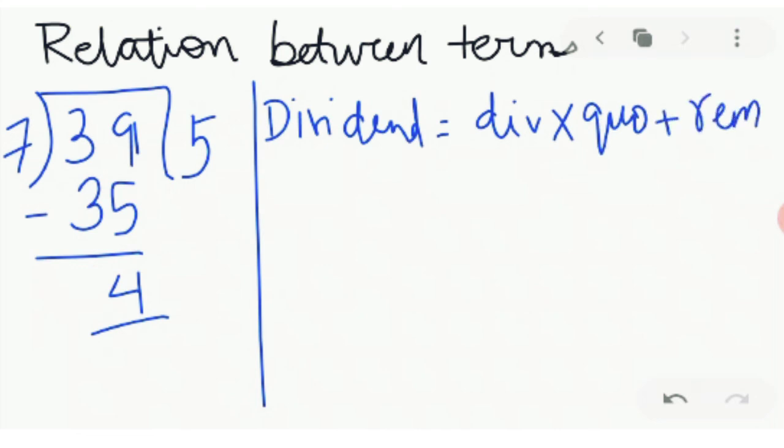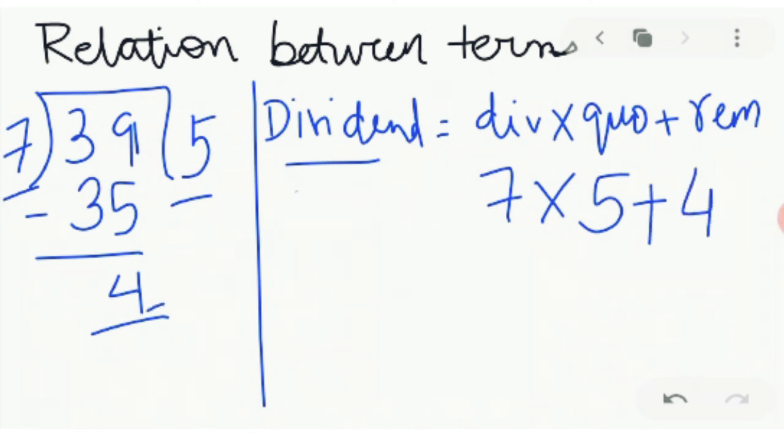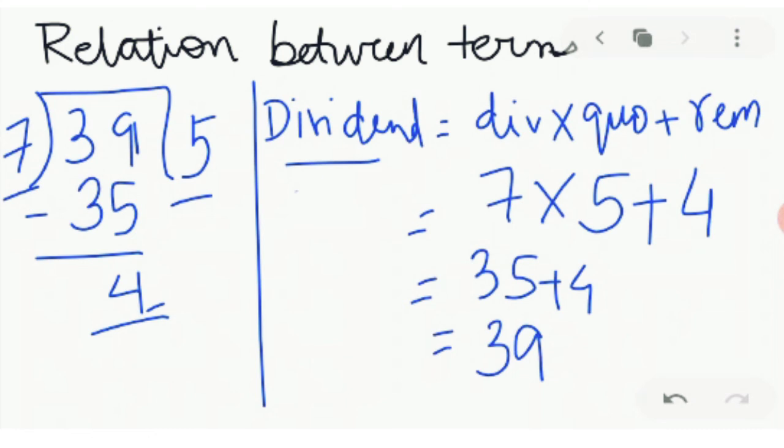जब हम डिविडेंड की वैल्यू निकालेंगे, तो डिवाइजर इंटू क्वोशंट प्लस रिमाइंडर करेंगे. ओके. नाउ लेट्स चेक दिस. डिविडेंड क्या है? 39 है. Let's do it this way, डिविडेंड हमें फाइंड करना है. डिवाइजर क्या है? डिवाइजर 7 है. क्वोशंट क्या है? 5 है. और रिमाइंडर 4 है. Isn't it? So that gives us 7 into 5 is 35 plus 4 is 39. So that means the dividend is 39.